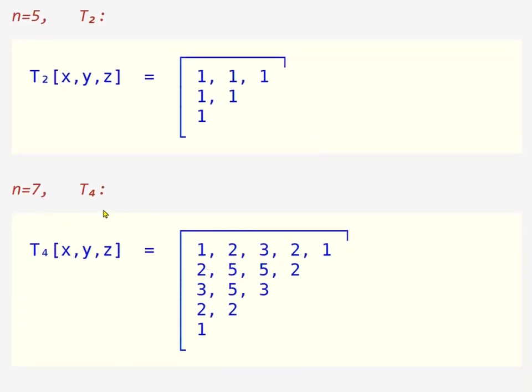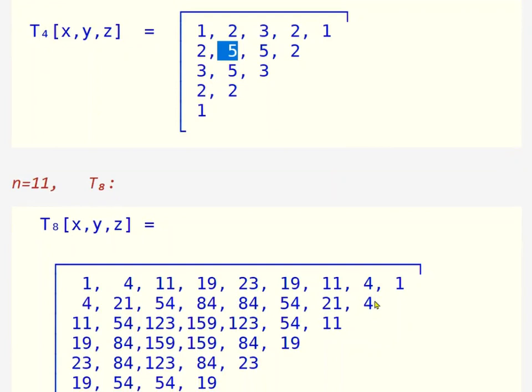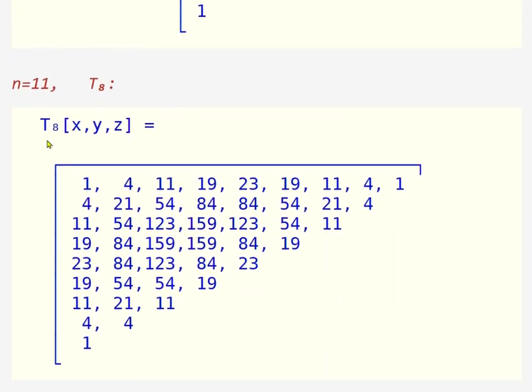For n equals 7, the T4 tracer is like this. So the x power is 0, 1, 2, 3, 4. This is x power 4. This is 0, 1, 2. This is 5x squared y, z, etc. For n equals 11, T8 is like that, always symmetrical.